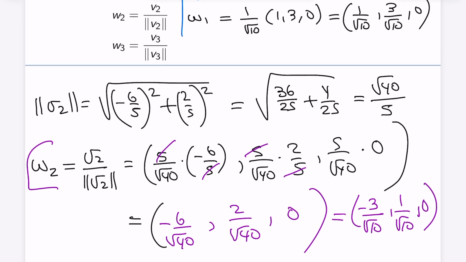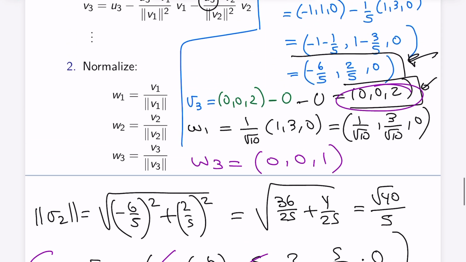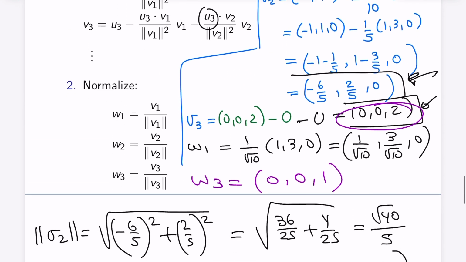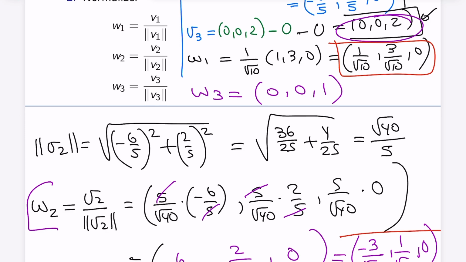And finally, for W3, we'll have this vector divided by its norm. So the norm is 2, so it's going to be just 0, 0, 1, right? So 2 divided by 2, which is 1. And this is then our set of vectors obtained after the Gram-Schmidt process. So the first of the vectors is this vector here, W1. The second of the vectors, W2, is this vector here. And the third of the vectors, W3, is this one here.